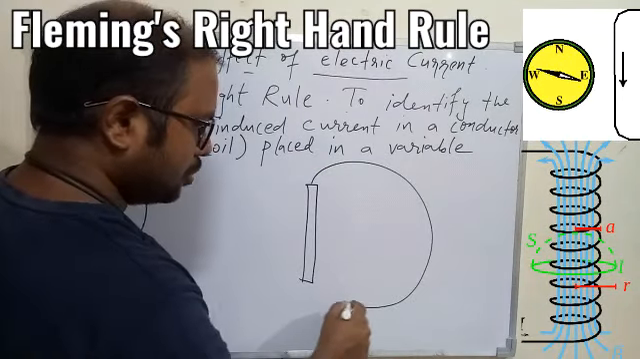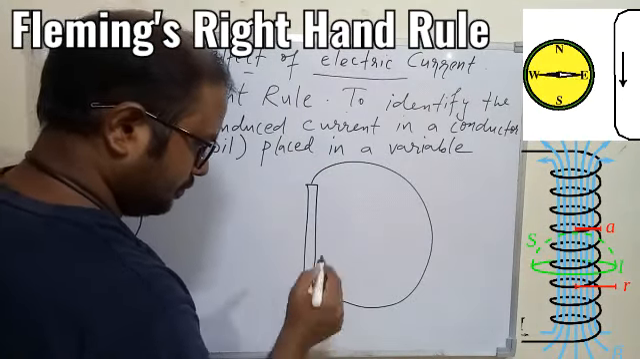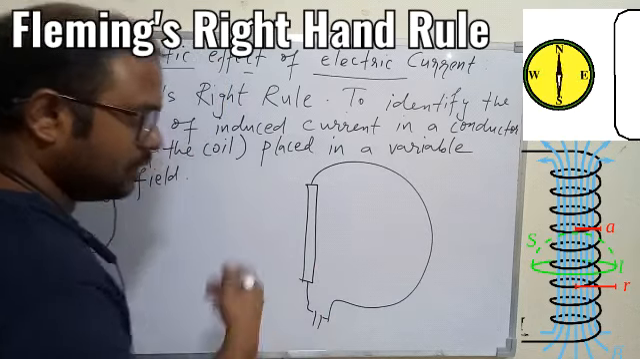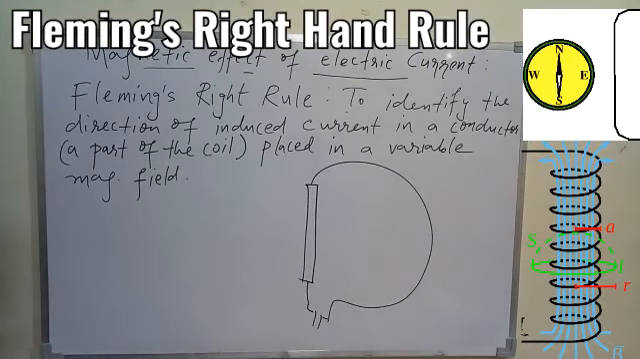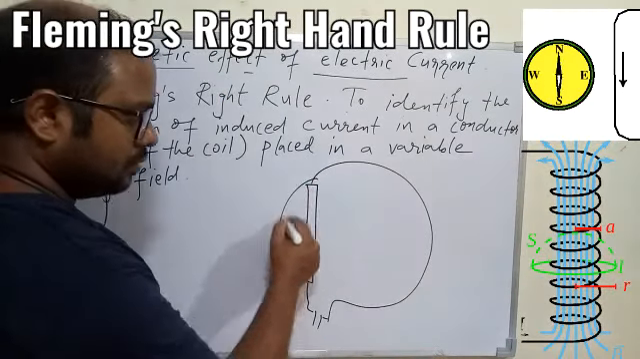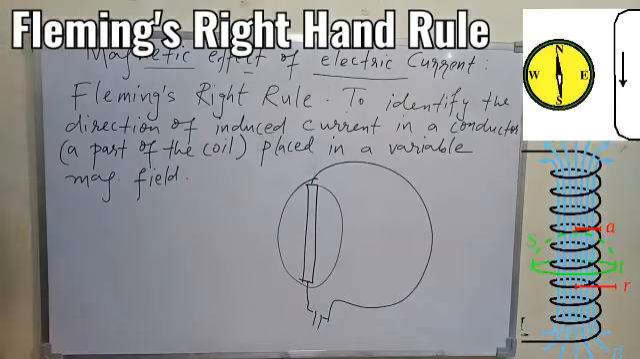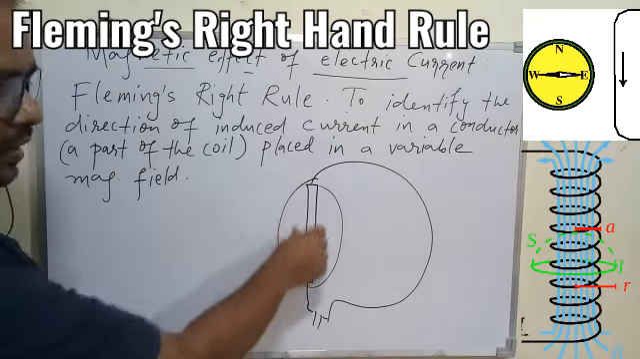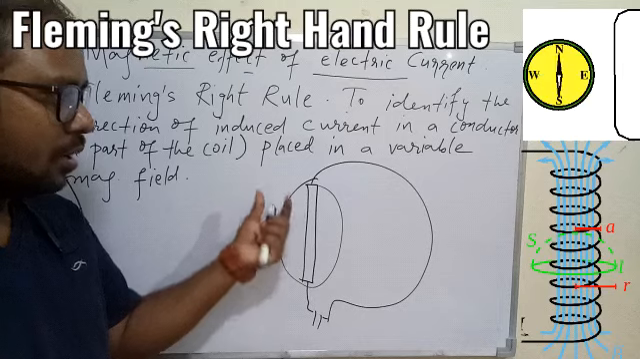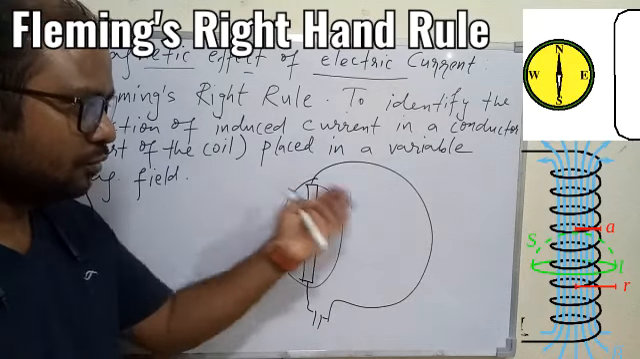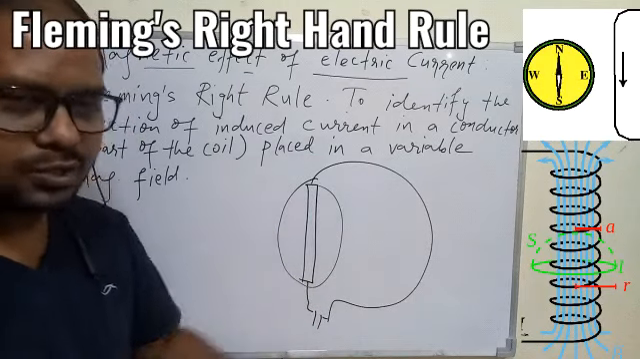Maybe it is a part of the coil only, and this coil is placed in a magnetic field. Then in this particular straight conductor, in which direction the current will be induced, that we are going to talk about. Whenever I draw this straight conductor, we are basically talking about a part of the coil, because overall the magnetic flux through the coil should change.